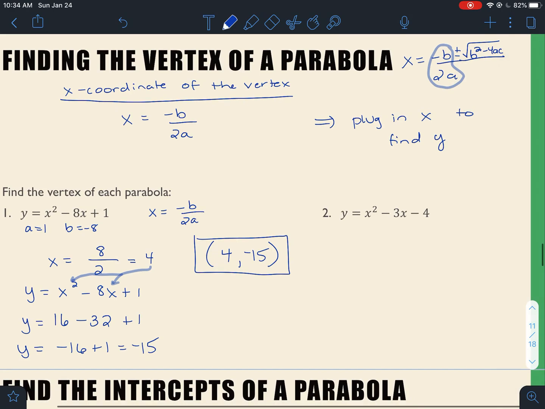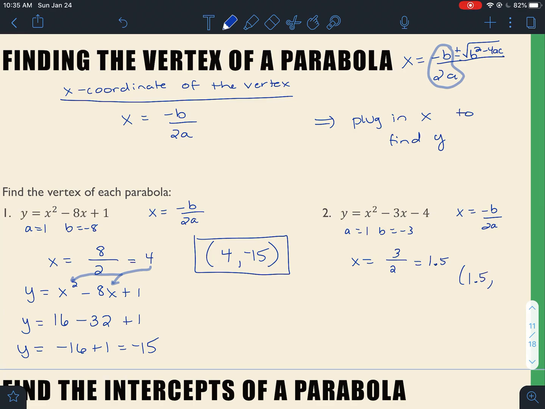All right, so y equals x squared minus 3x minus 4. If we want to find the vertex, we're going to use the formula x equals the opposite of b over 2a. So the a is going to be 1 and the b is negative 3. So it's going to be the opposite of b, so 3 over 2 times 1, which is 2. So the x-coordinate for my vertex is going to be 1.5.